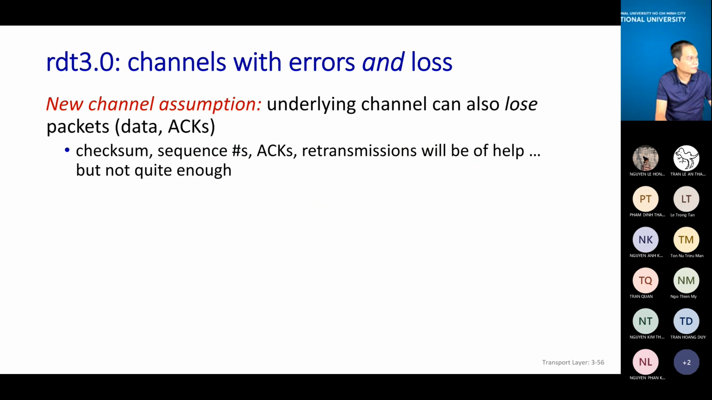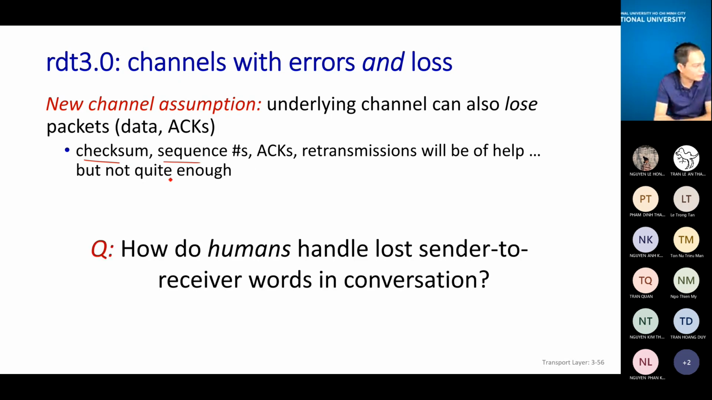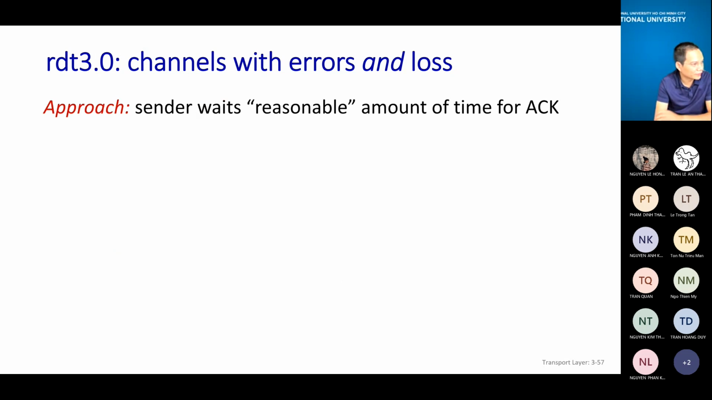And in 3.0, we're going to have the channel with errors and loss as well. For example, we also lose ACK, we also lose data. We have checksum and sequence numbers, but that's not quite enough. So how do we handle this kind of thing?